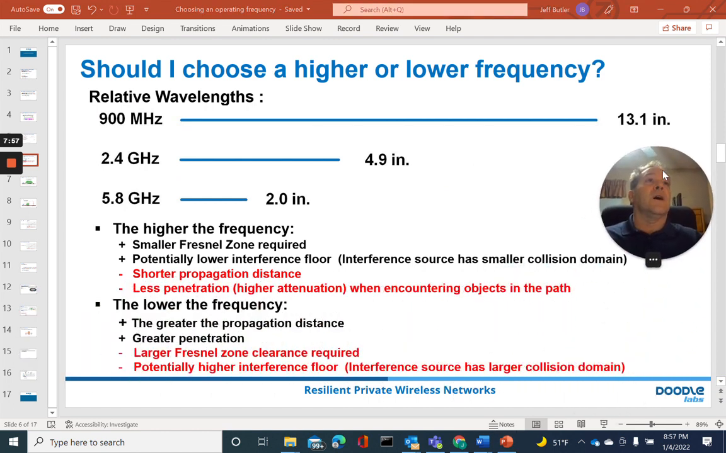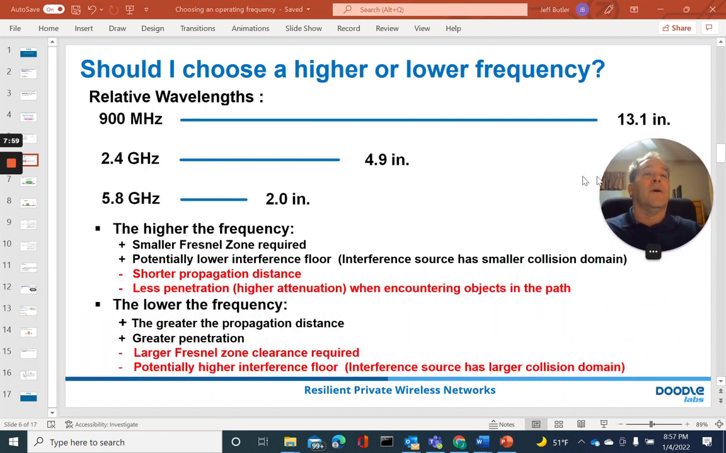We can graph this out and see how the relative wavelengths play out. At 900 megahertz, one wavelength equals about 13.1 inches in length. If we increase the frequency to 2.4 gigahertz, the wavelength is 4.9 inches in length. We go even higher to 5.8, and the wavelength is 2 inches in length.